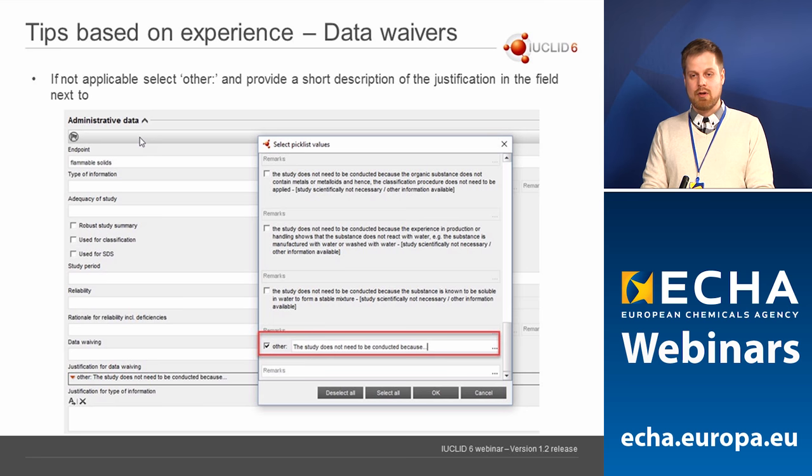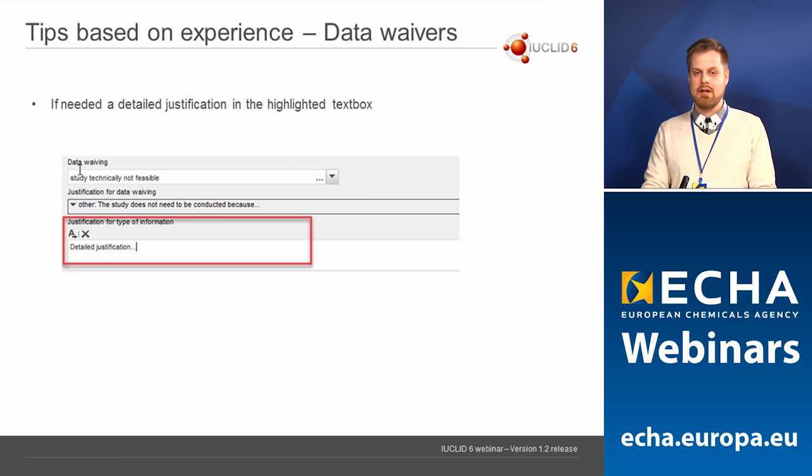If neither of the pre-entered justifications is applicable for your substance, then please select Other and provide a short description of the justification in the field right next to it, as illustrated. In case a detailed justification is needed, you should provide it in the highlighted text box.